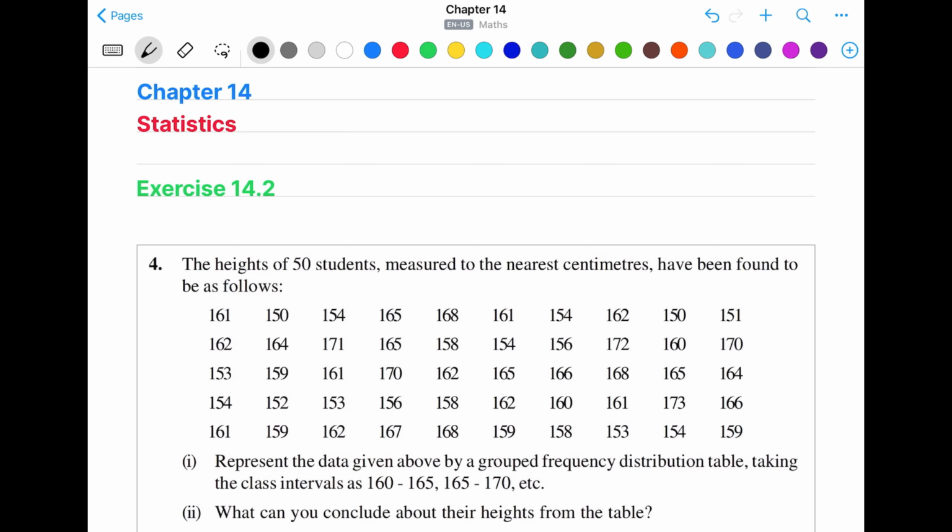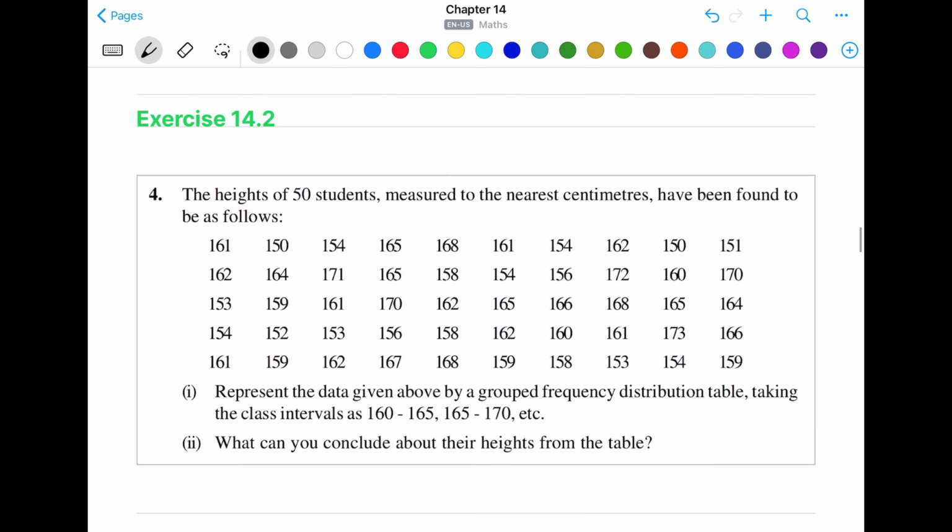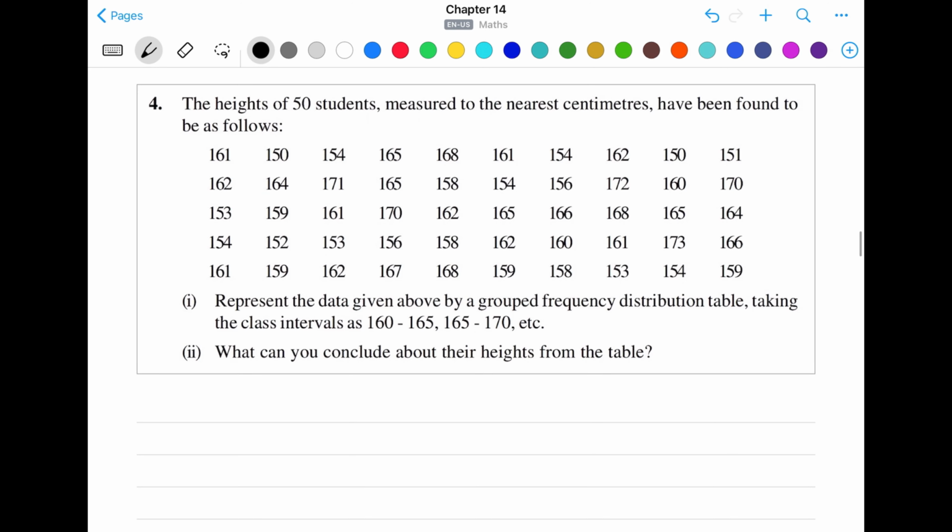Since we have already done the first 3 questions of exercise 14.2 in the previous session, that is session number 2, now we're going to start with the fourth question, which is: the heights of 50 students measured to the nearest centimeter have been found to be as follows. So the size of the data is 50. The heights of the 50 students in centimeters are given below, which are 61, 50, 161, 150, 154, 165 and so on till this 159.